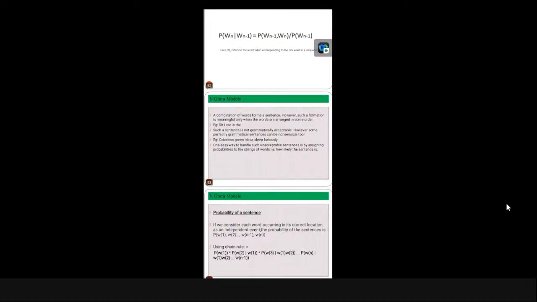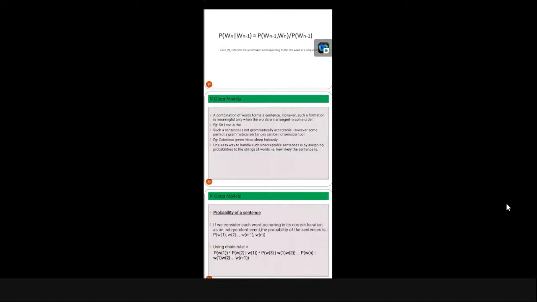So let us now see a bit more further. A combination of words forms a sentence. However, such a formation is meaningful only when the words are arranged in some order. Now, does the arrangement, that means the semantics of a sentence, matter? Yes, it matters, but with relevance to the machine learning model. Why am I talking about this? Now, if I say sit, I, car, in the, even though all the words could form a semantically as well as syntactically correct sentence, at this moment it is not.